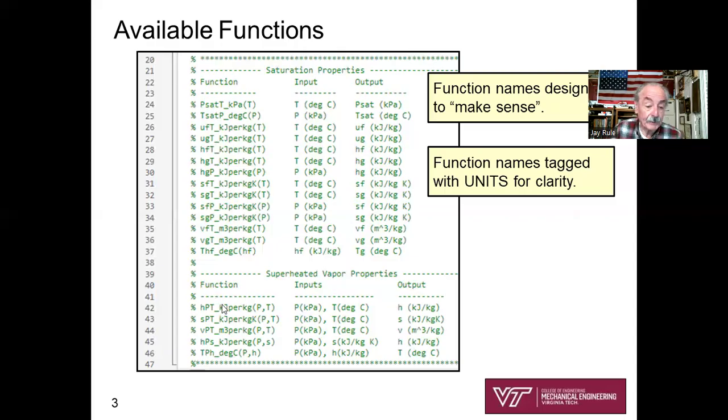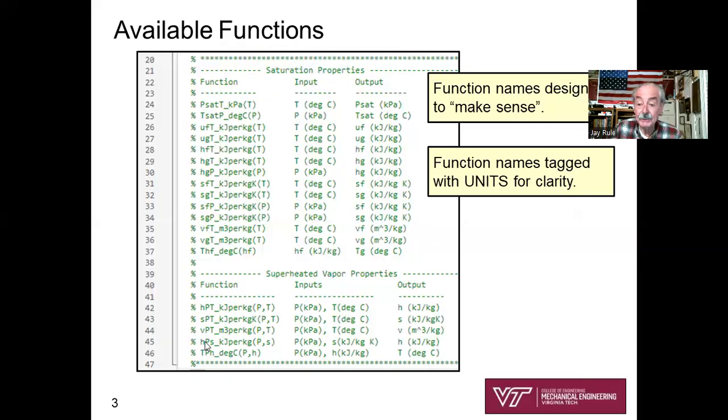On superheated properties, remember that you've got to put in two independent properties, and in this case, either pressure and temperature, or pressure and entropy, or pressure and enthalpy, and then you can see the function name.